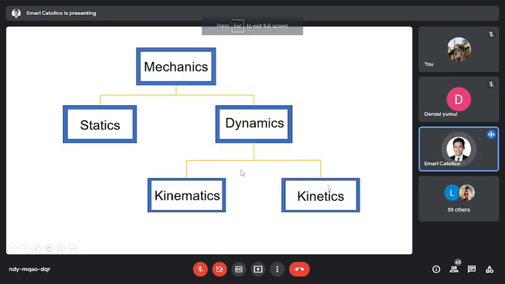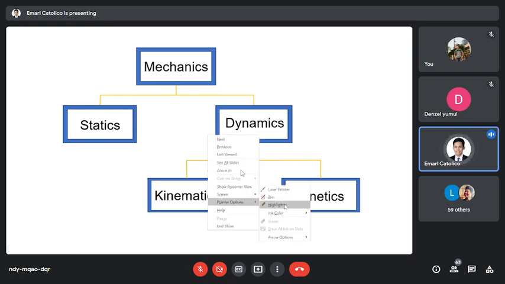So, dyan nahati yung ating engineering mechanics. Under ng engineering mechanics, divided yan into two. We have statics and dynamics. When we say statics, it is the study of forces and the effects of forces upon bodies at rest. So, ang keyword natin kapag sinabing statics is the effects of forces upon bodies at rest. Okay? When we say dynamics, it is the study of motion and effects of forces on moving bodies.